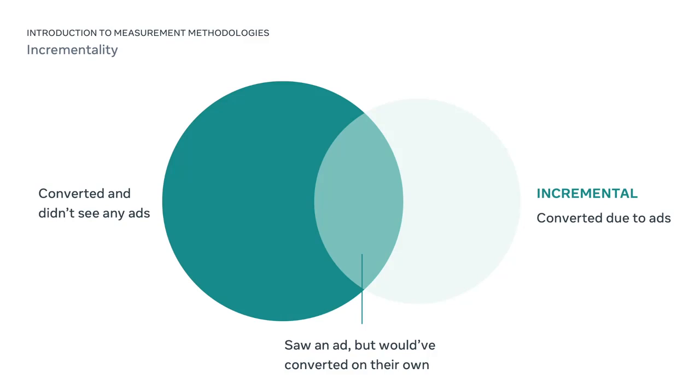Here's an example. The teal area on the left indicates the conversions from people who didn't see your ads. The overlapping section in the middle indicates the conversions from people who saw your ad and who would have converted on their own. And the light teal area on the right are the conversions that are directly caused by your Facebook ads.